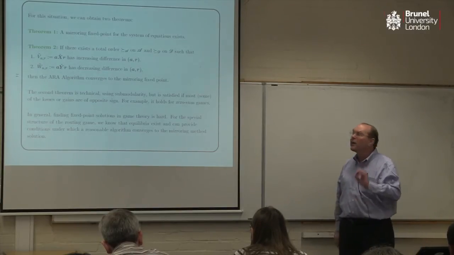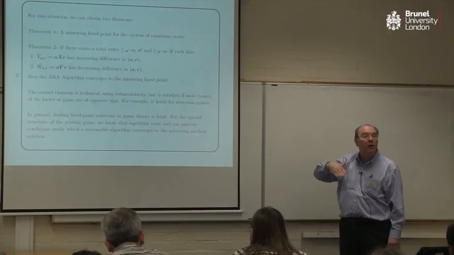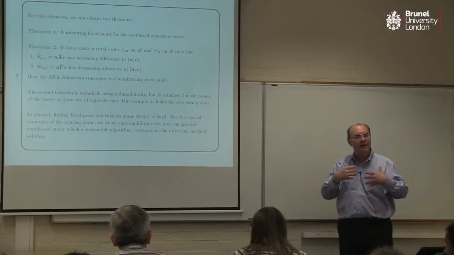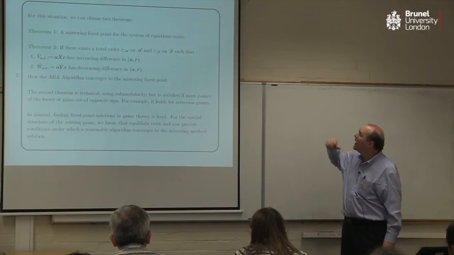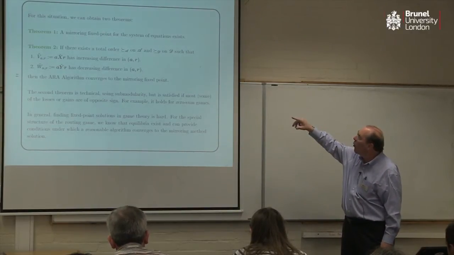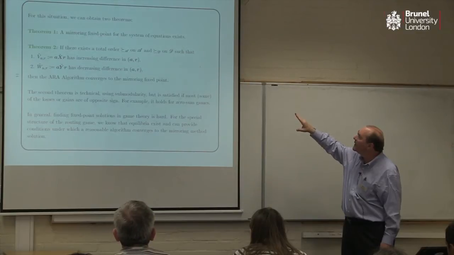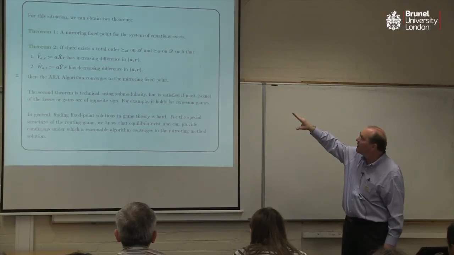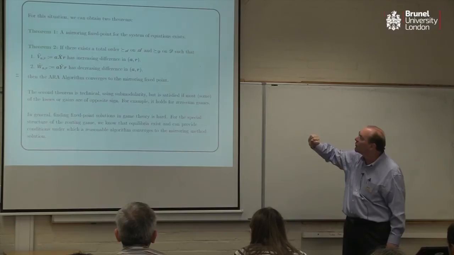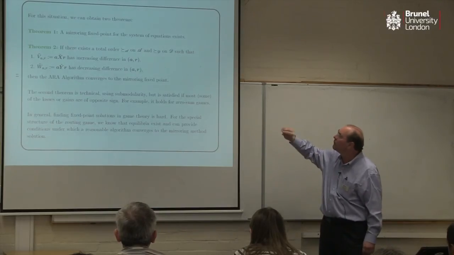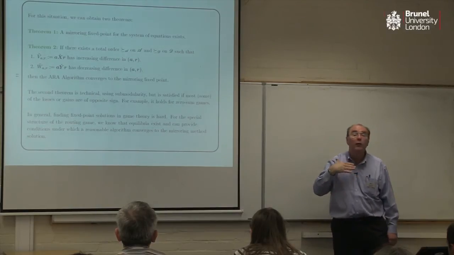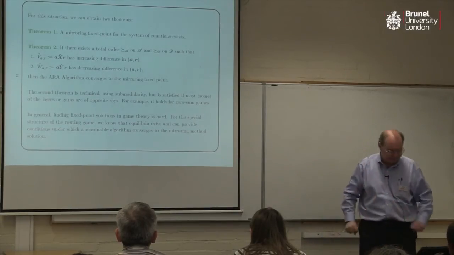And there are two results here. One is that a mirroring fixed point solution does exist for this problem. So under the assumptions we've made, there will be a solution. And secondly, if there is a total order on the action space A and D, such that you have this increasing difference and decreasing difference relationship with respect to those two V and W, then this adversarial risk analysis algorithm will converge appropriately.